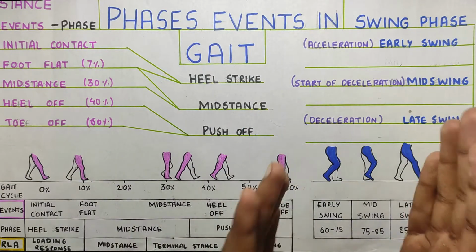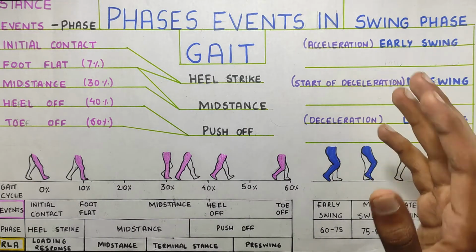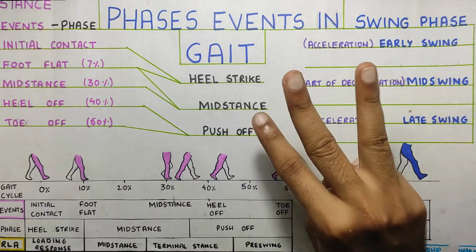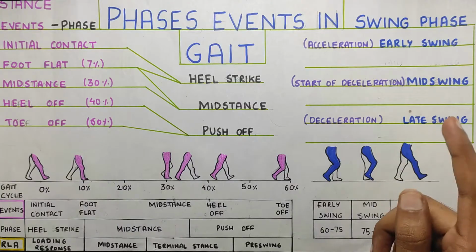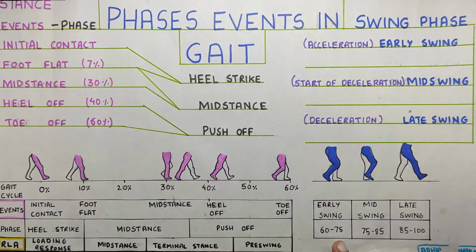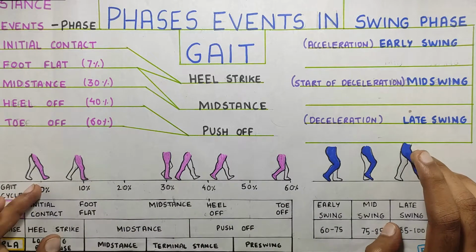Now let's move on to the swing phase. Now in swing phase it is very simple. There are only three phases. There is the early swing, there is the mid swing and late swing. Simple, right? So early swing happens at 60 to 75% of the gait cycle. Mid swing happens at 75 to 85, and then late swing at 85 to 100. So that completes your whole gait cycle.